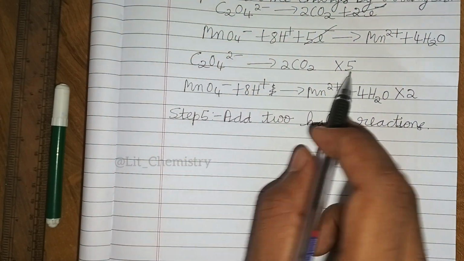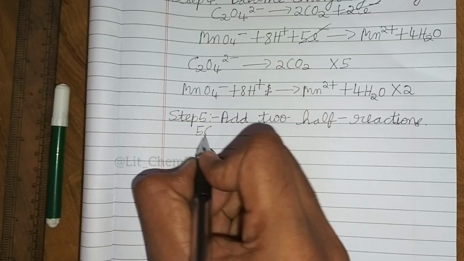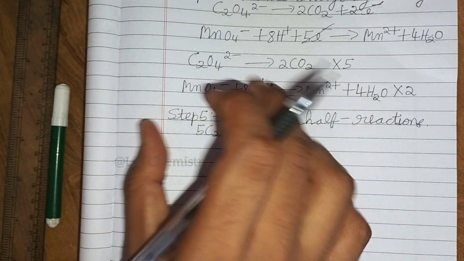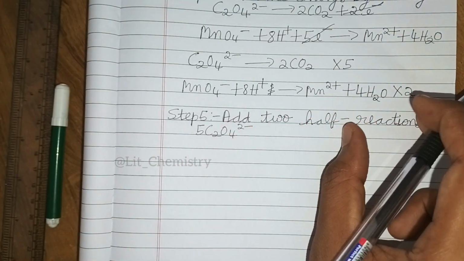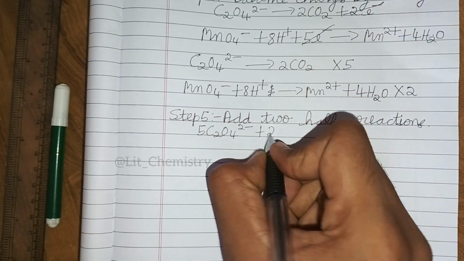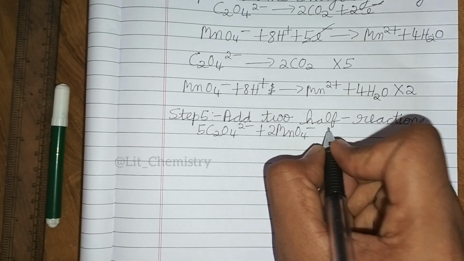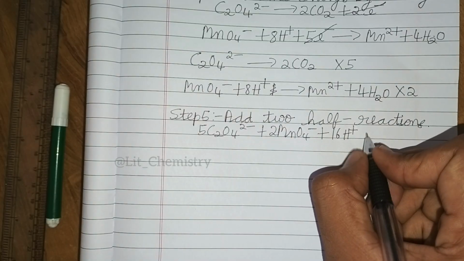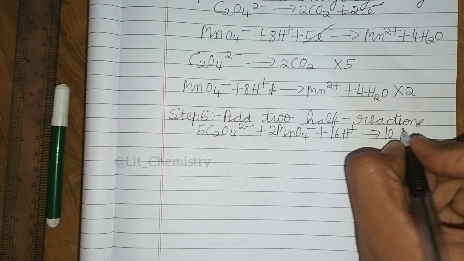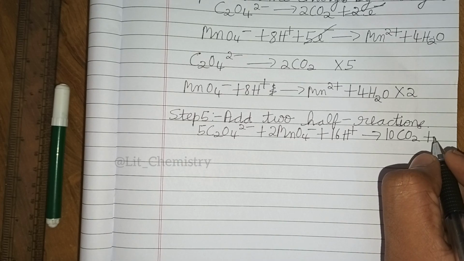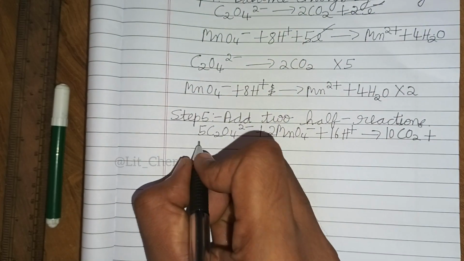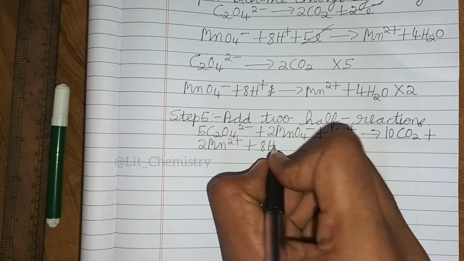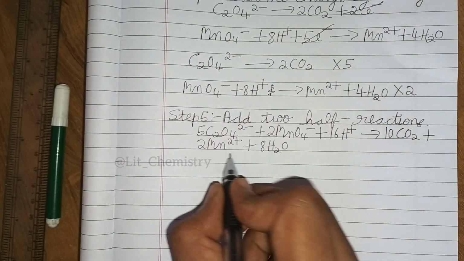First we multiply here 5 into 5C2O4 2 minus. First we do the reactant side, then the product side. So here 2 into MnO4, that is 2 MnO4 minus plus 8 2s are 16 H plus gives rise to 5 2s are 10 CO2 plus we have 2 Mn2 plus 4 2s are 8 H2O. So this will be the final answer.